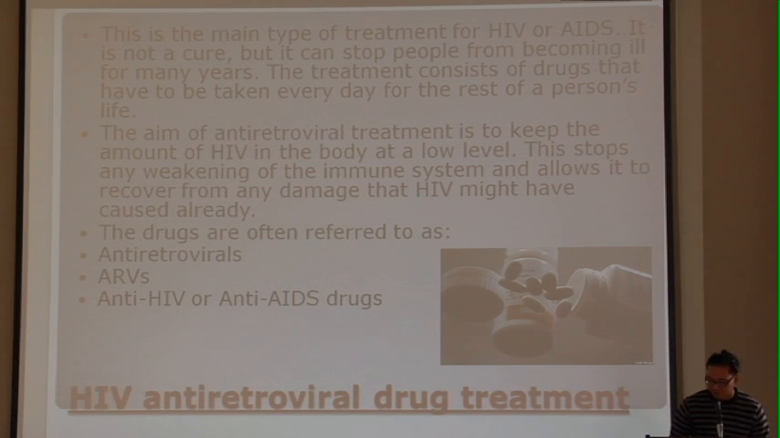So treatment for HIV. This is the main type of treatment for HIV. It is not a cure, but it can stop people from becoming ill for many years. The treatment consists of drugs that have to be taken every day for the rest of the person's life. The aim of antiretroviral treatment is to keep the amount of HIV in the body at a low level. This stops any weakening of the immune system and allows it to recover from any damage that HIV might have caused already. These drugs are often referred to as antiretrovirals, ARVs, anti-HIV, or anti-AIDS drugs.